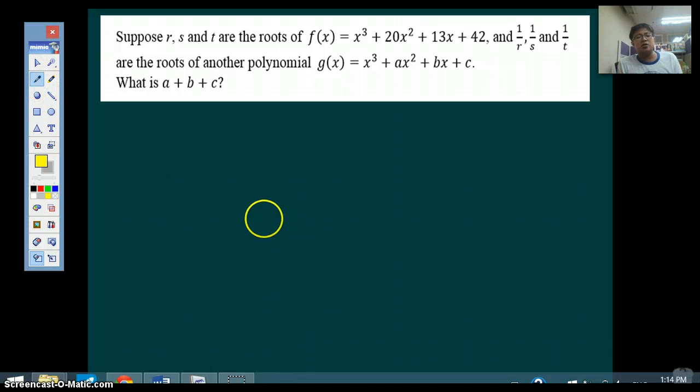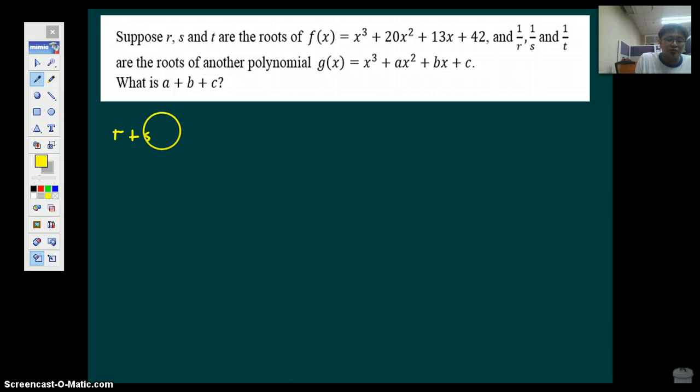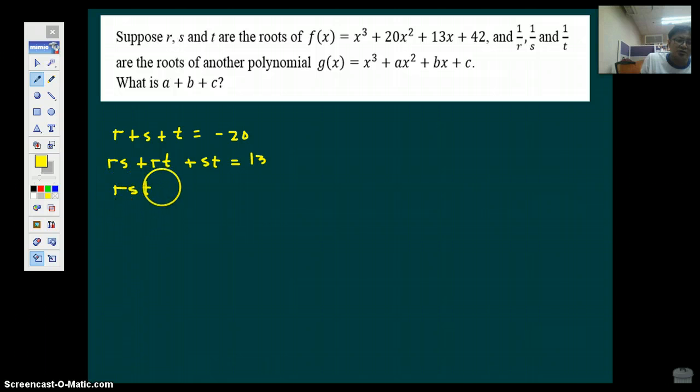Suppose r, s, and t are the roots of polynomial f of x equals x cubed plus 20x squared plus 13x plus 42. Before we go into the second condition, knowing that r, s, t are the roots of f of x, we can get these relationships from Vieta's theorem. r plus s plus t is simply negative b over a, that's negative 20. The sum of the product of the roots taken two at a time, rs plus rt plus st, is simply c over a, that's 13 over 1, that's 13. And finally, the product of the roots rst is negative d over a, or negative 42.